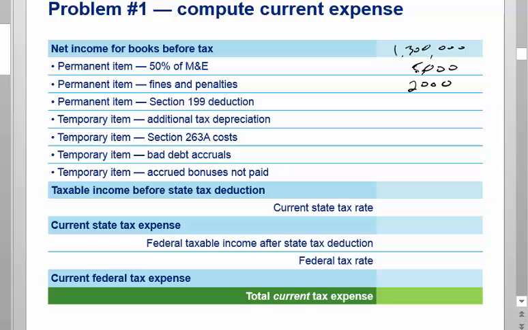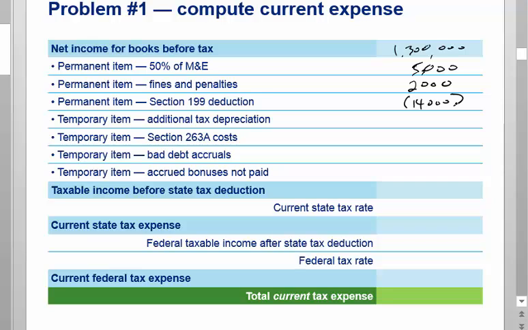199. Megan, you answered that one. What should we do with that? What's the other thing besides adding it back? Subtracting it. Okay, so 199 is the U.S. government saying to companies, if you manufacture stuff and then you make money doing it, we like that. That's good for the economy, so we're going to give you a deduction. It's called the domestic manufacturer's deduction because this is an incentive for domestic manufacturers. So 199 will always be a good guy. Can't have a bad guy.